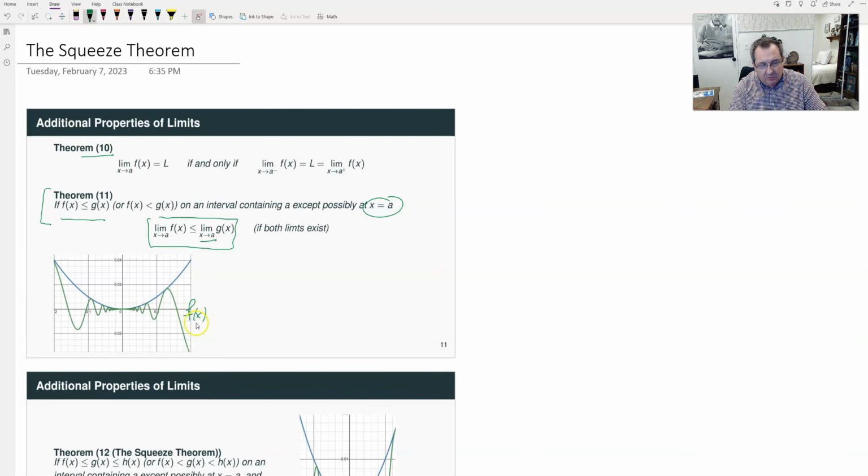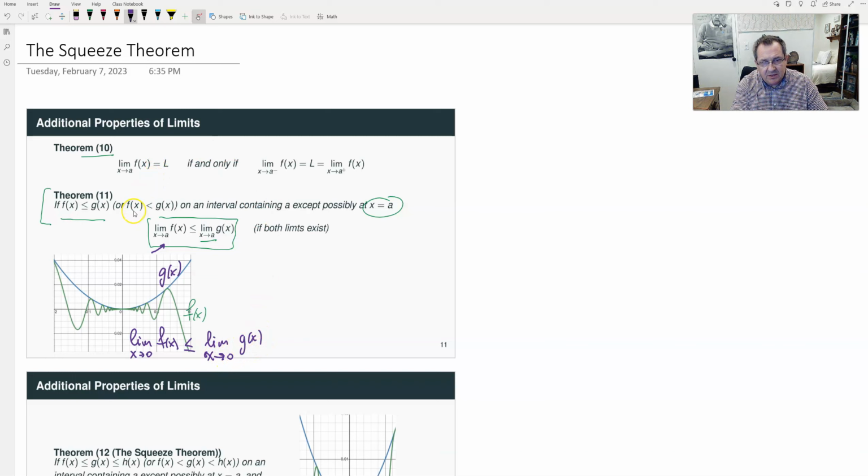So f of x, that would be the function in green. And g of x, that would be the function in blue. And g of x is greater than or equal to f of x. And you can see that their limits still respect the same inequality. If we look at the limit as x is approaching 0, the limit of f of x will be less than or equal to the limit as x approaches 0 of g of x.